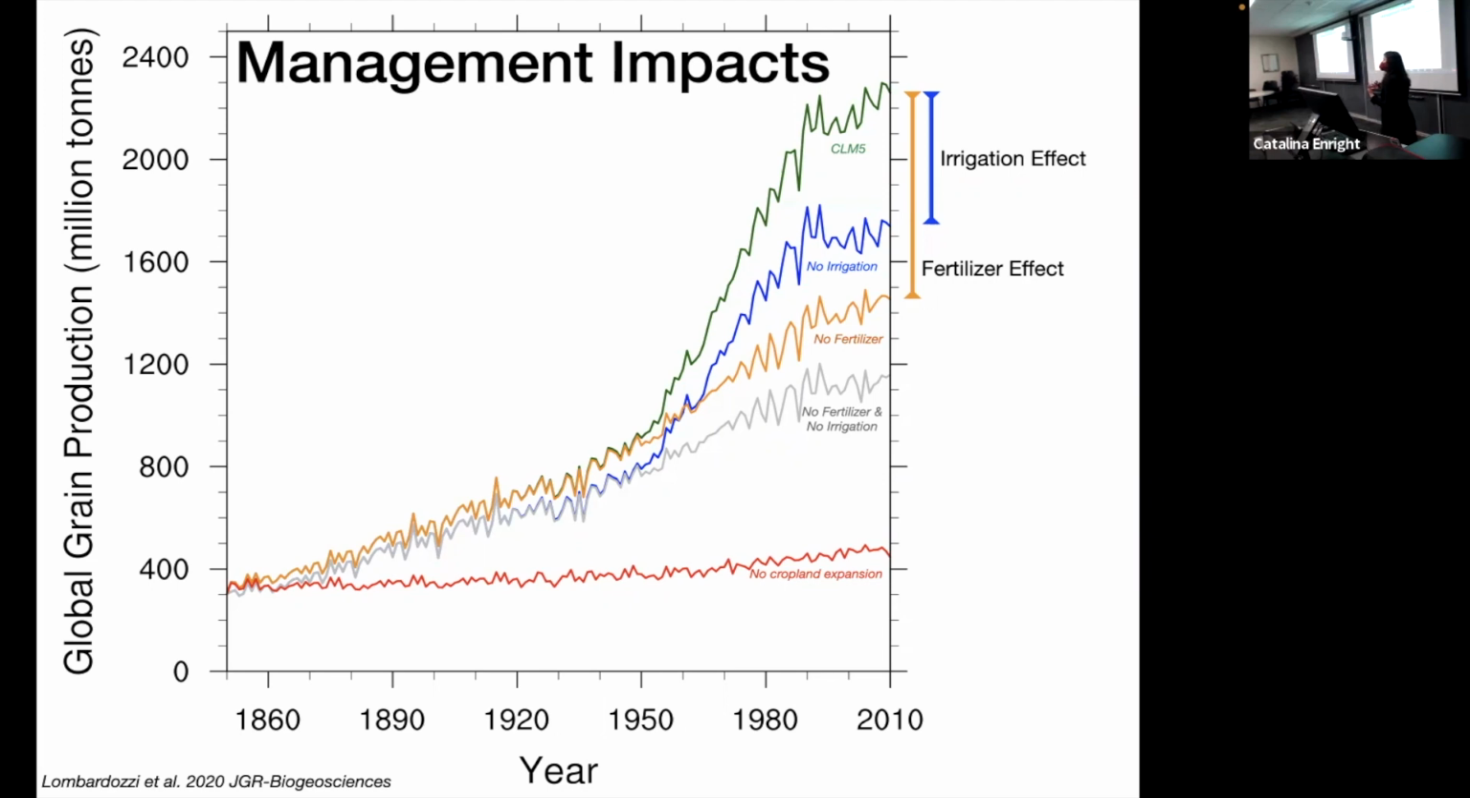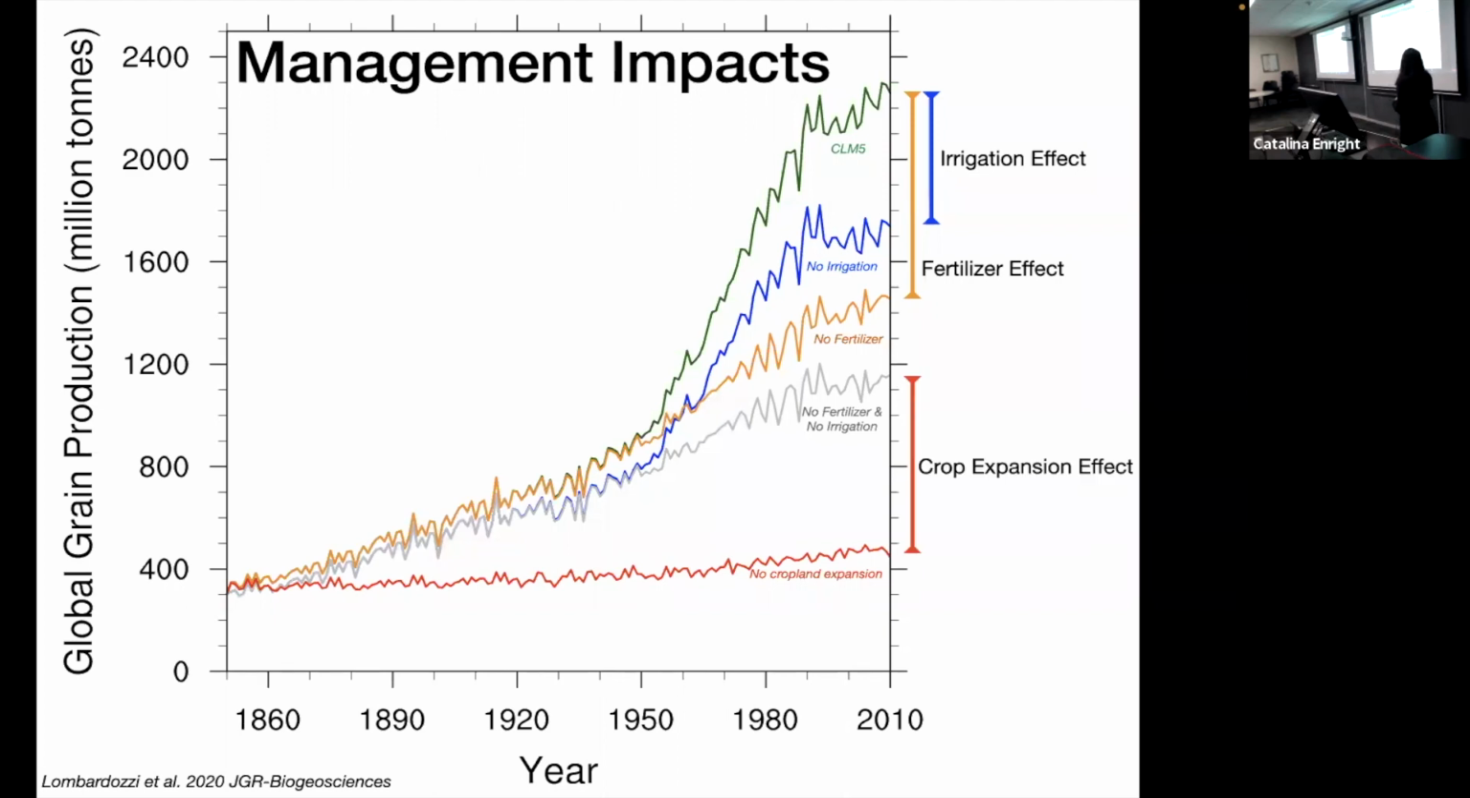Agriculture is about 10% of the land surface. And within that 10% of the land surface, only 20% of the crop areas are irrigated. So it's a small area. And this is actually quite a large impact on yields given that small area. But fertilizer is more widely applied. And so we see a much larger impact of fertilizer.